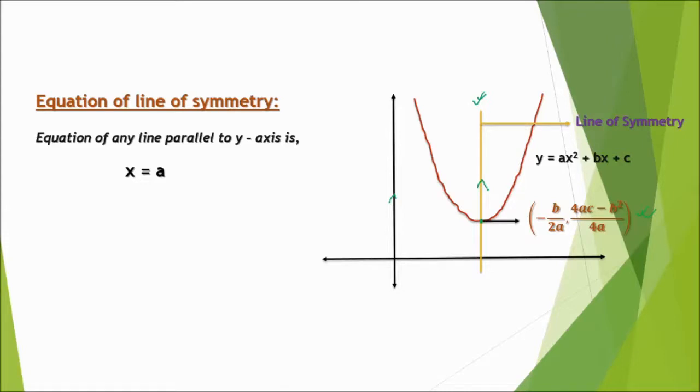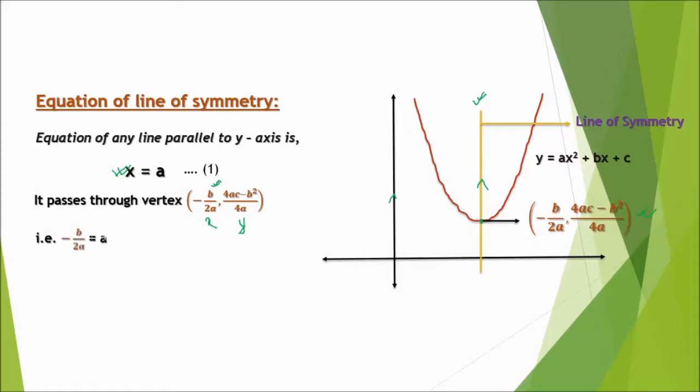Now another fact we know is that this line of symmetry passes through the vertex. Passes through the vertex means this point will satisfy the equation. As the point lies on the line, the point satisfies the equation, so we can substitute the value of x and y. As we don't have y, we can only substitute the value of x. This is the value of x, so minus b by 2a is equal to a.